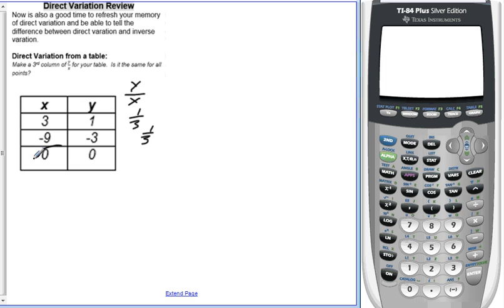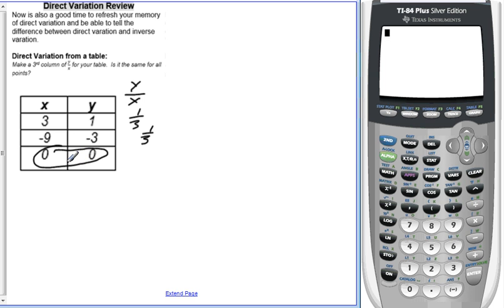And this here, I can't divide by 0, but unlike inverse variation, which never goes through 0, so if you see 0, 0 for inverse variation, it's definitely not inverse variation. Direct variation, by definition, has to go through the origin. So the fact that it goes through 0, 0 here means yes, it is direct variation.